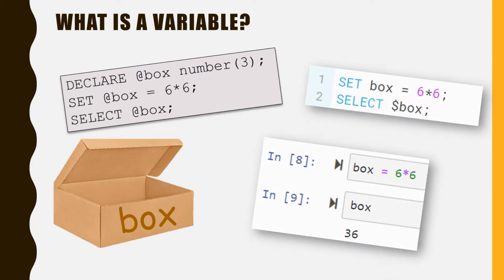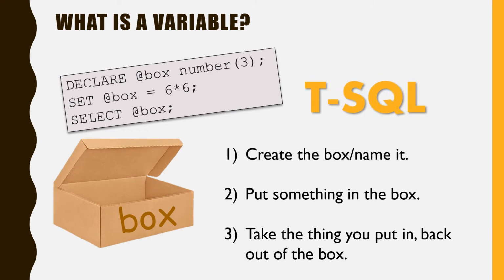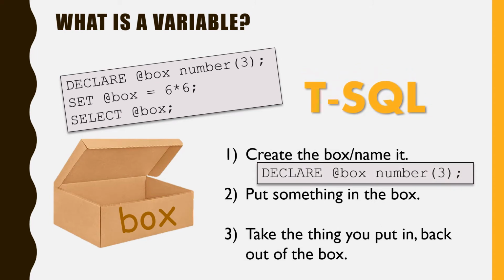We can start with a language called T-SQL. When you first create your variable, you have to use the word declare. You always have to use an @ symbol in front of the name of your variable. And you also have to tell T-SQL what type of data you plan to store in your variable. In this case, we're telling it we're going to store a number of up to 3 digits.